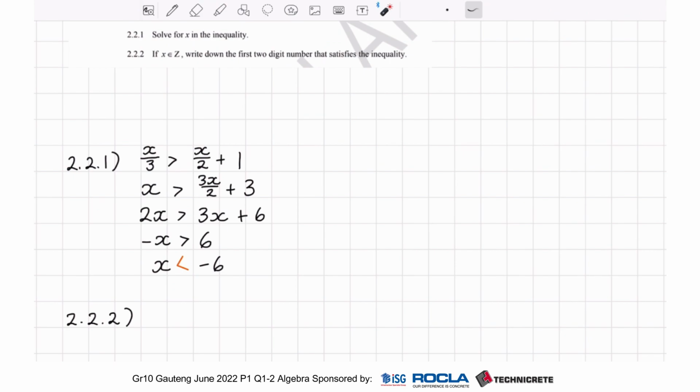Then for 2.2.2, I'm told that x is an integer, and we're asked to write down the first 2-digit number that satisfies the inequality. So my x has to be an integer and it has to be less than negative 6, which is what we found out. So the first integer less than negative 6 is negative 7, and then it's negative 8, negative 9, negative 10, and that's a 2-digit number. So the first one is x equals negative 10.